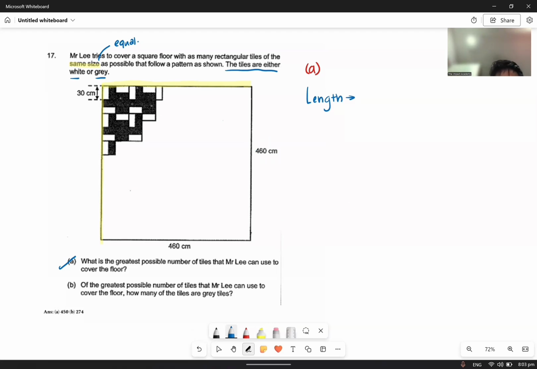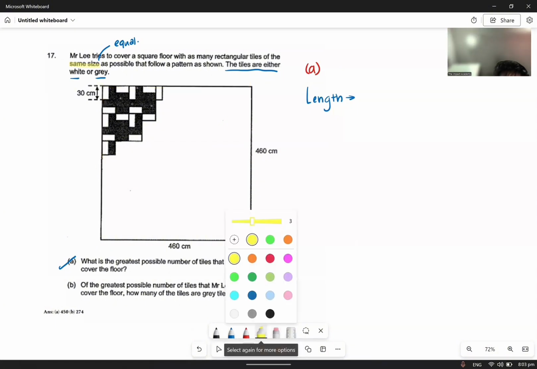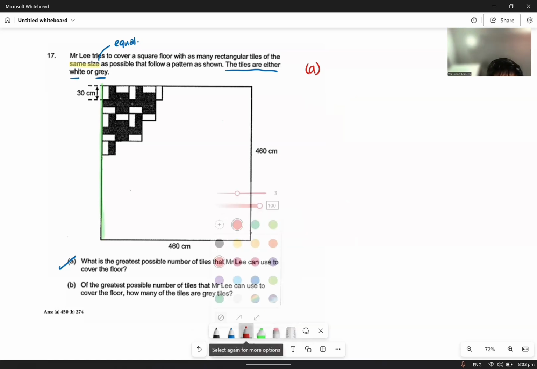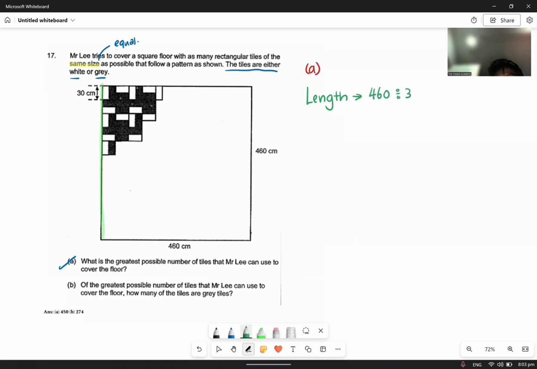Okay, I'm going to color code it. Let me highlight it in green, and I'm going to use green color to write also, so that you all can trace and do it together with me. Now for the length itself, I've highlighted in green, so you just follow and color code this. How many tiles can I fit? I will be able to fit 460 divided by 30. But I cannot fit perfectly. You agree or disagree?